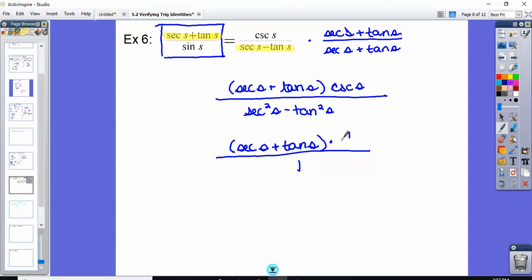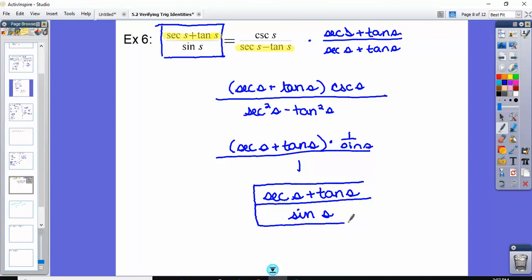I'm also going to change this cosecant to a 1 over sine. Since this is over 1, I can really drop that. So I have secant plus tangent times 1 over sine. So that's just secant θ plus tangent θ over sine θ, which is what I wanted.